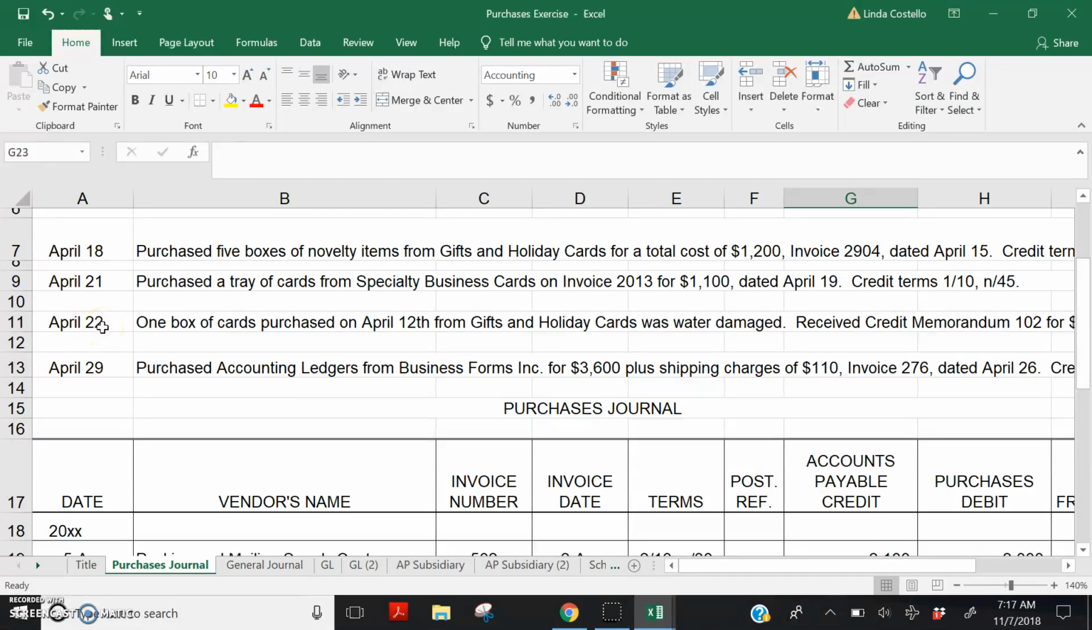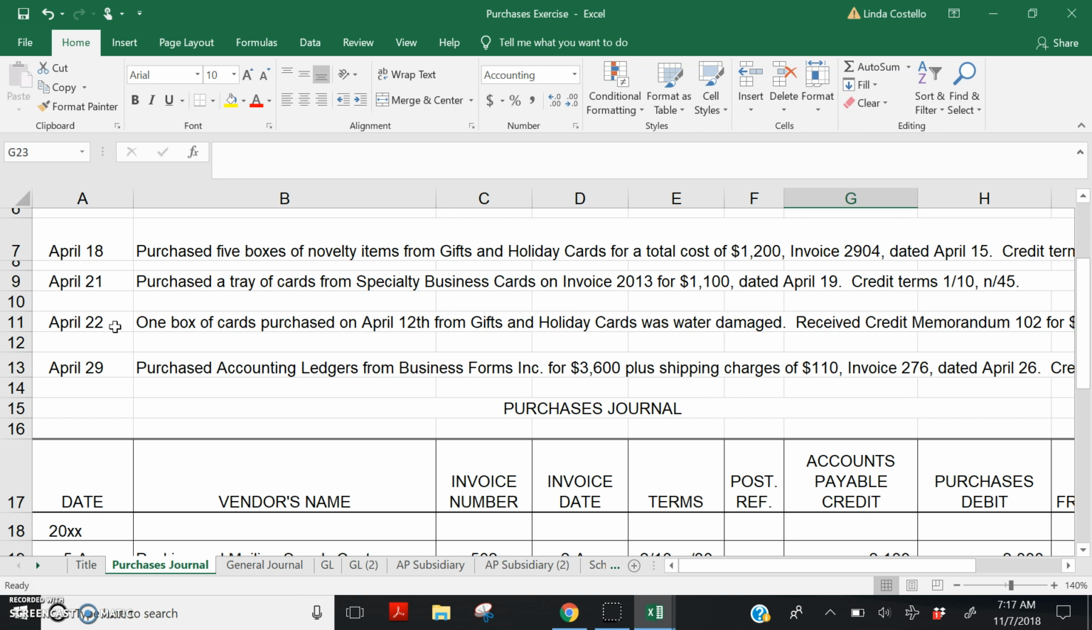Let's look at the next transaction carefully. On April 22nd, we received a credit memorandum number 102 from Gifts and Holiday Cards because one box of cards that we purchased from them on April 12th was water damaged. They gave us an allowance of $200 because of the damage. In other words, they agreed to reduce the price we have to pay for the merchandise by $200.